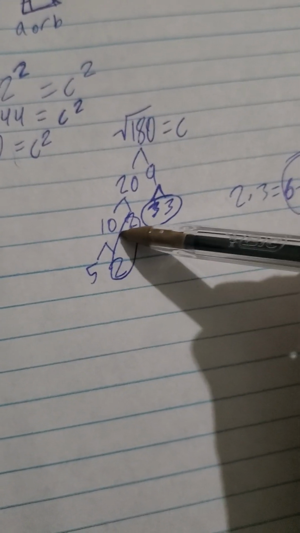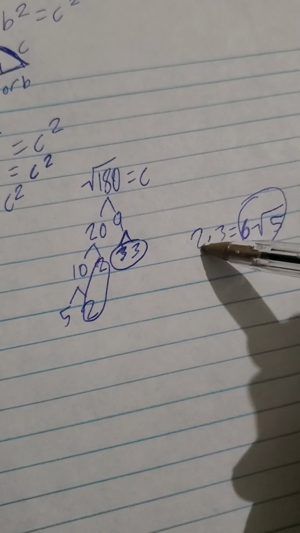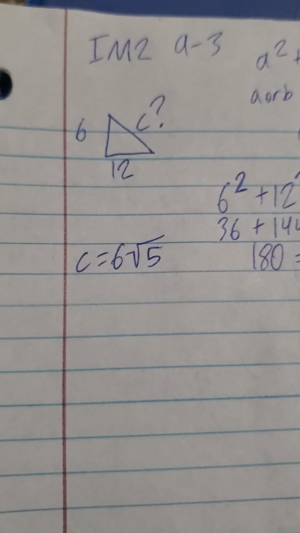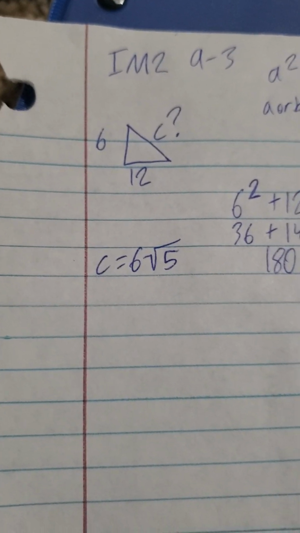If you don't know how we got there, we have a pair of 2s and a pair of 3s, and then we take both of them out of the radical. 2 times 3 equals 6. And in the radical, we still have a 5. So it's 6 root 5. So our C equals 6 root 5. And that is literally it. That is this entire lesson.